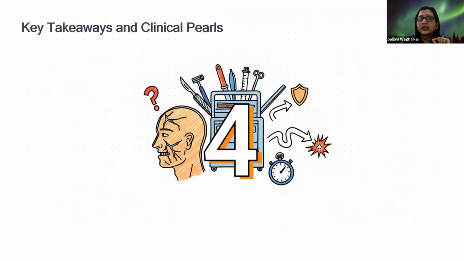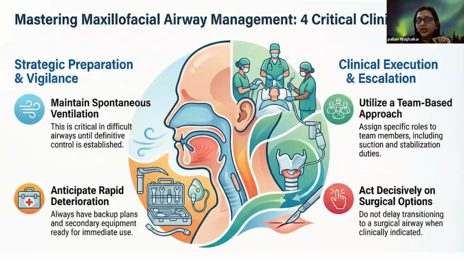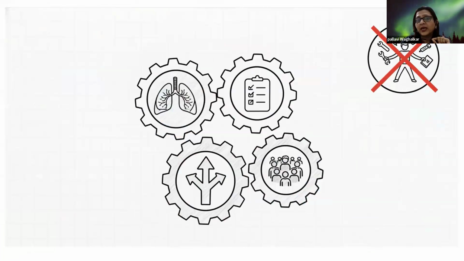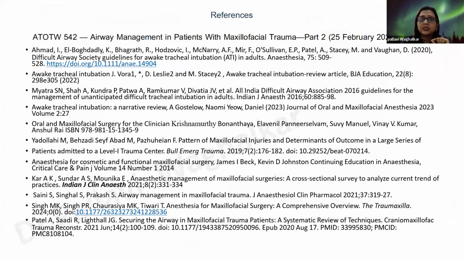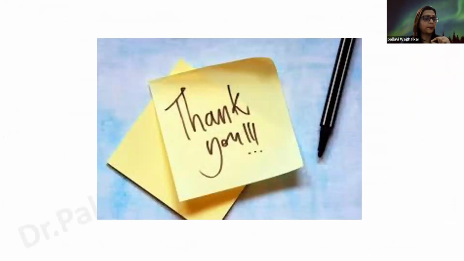So the four keywords and clinical pause at the end of this session are, first of all, we have to maintain spontaneous ventilation wherever possible, anticipate rapid deterioration and have backup plans in these cases, utilize a team-based approach, and do not delay your transition to the surgical airway whenever it is clinically indicated. So it's not a single man's job. We need a team for this, and success depends on proper preparation, appropriate technique selection, and readiness to escalate. These are my references, and thank you for the patience listening.